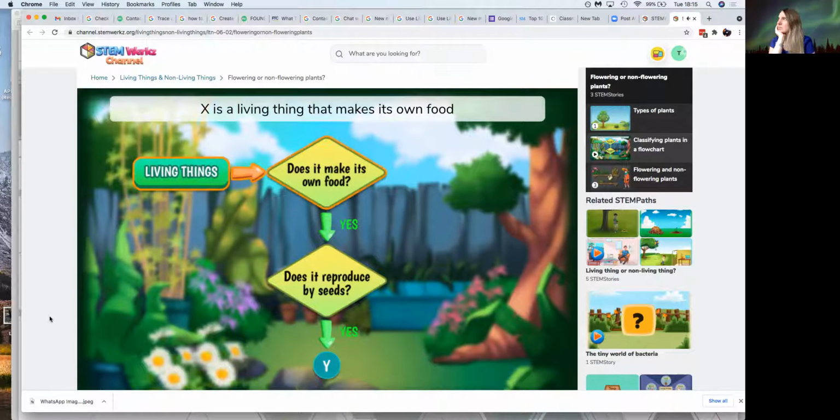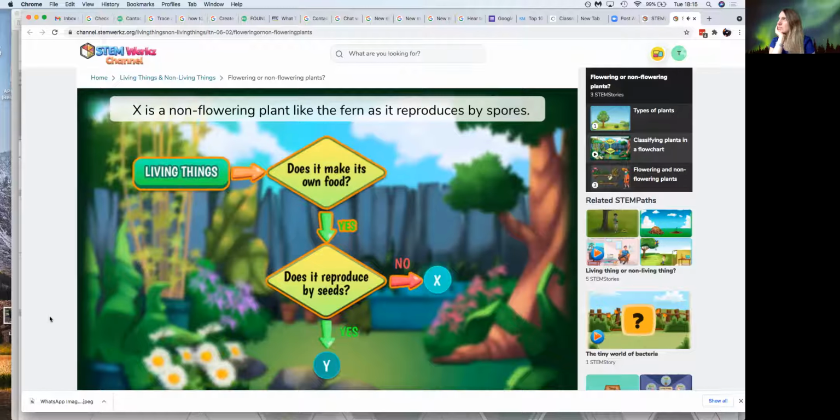X is a living thing that makes its own food, but does not reproduce by seeds, since most plants can make their own food. And since flowering plants reproduce by seeds, X is a non-flowering plant, like the fern, as it reproduces by spores.